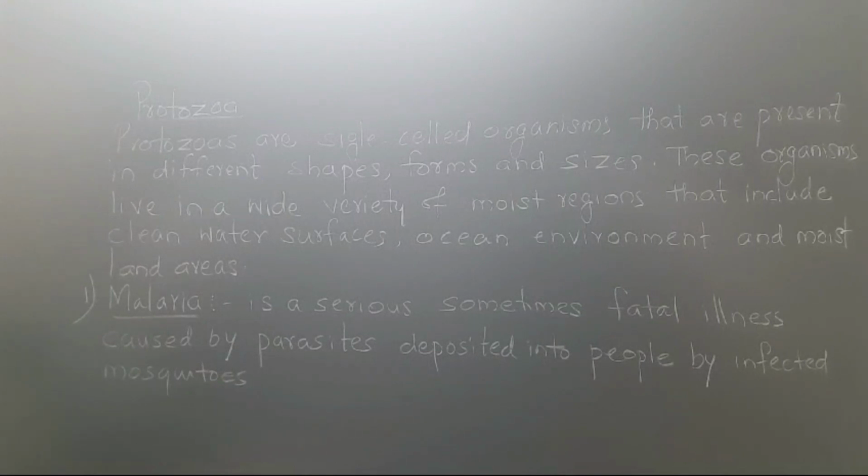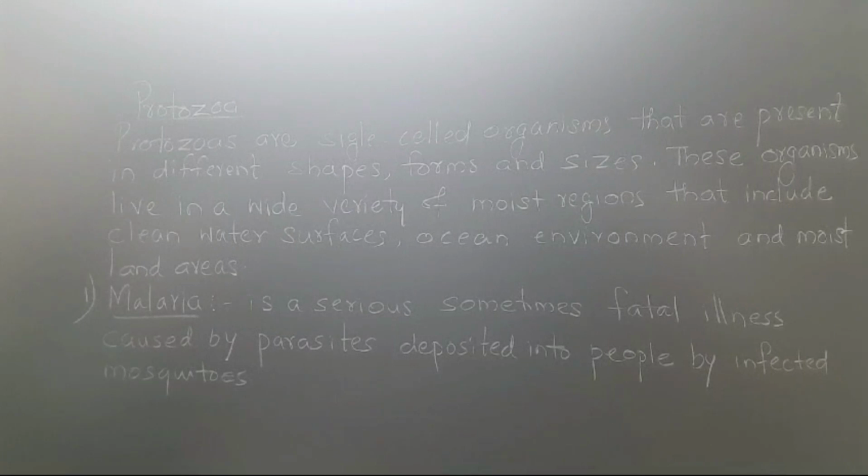Protozoas are single-celled organisms that are present in different shapes, forms and sizes. They have only one cell. These organisms live in a wide variety of moist regions, including clean water surfaces, ocean environments and moist land areas. These are the places we can find them.